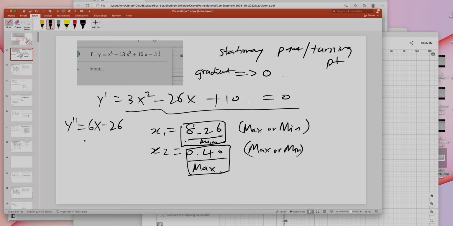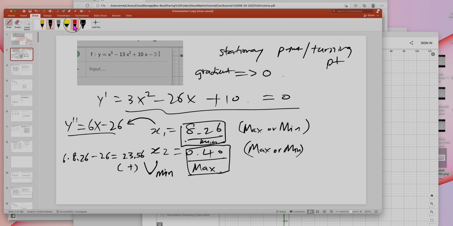So focus. This is the second derivative. Now I'm going to sub in the x1 into it. So what's the value? 6 times 8.26 minus 26, that is 23.56. So this is positive, right? Positive is happy face, so minimum point. So x1 is the minimum point.